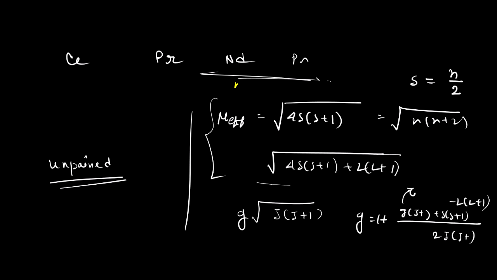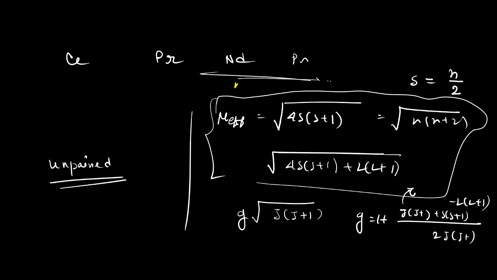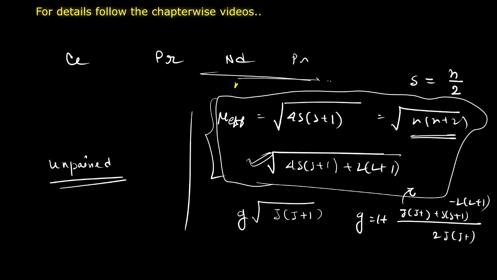So up to this you will remember the mu effective calculation. How we can see, this will depend upon the number of unpaired electrons, and when L, that orbital coupling, will be there, it will be root over 4s into s plus 1 plus L into L plus 1. This is the expression for how we will express the mu effective. So this is actually the d block element.